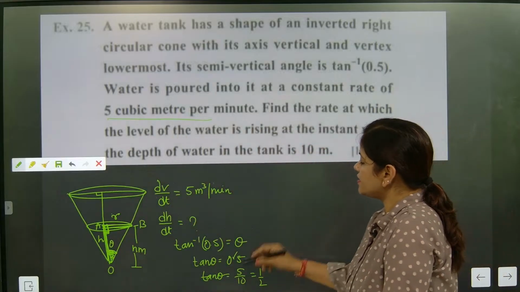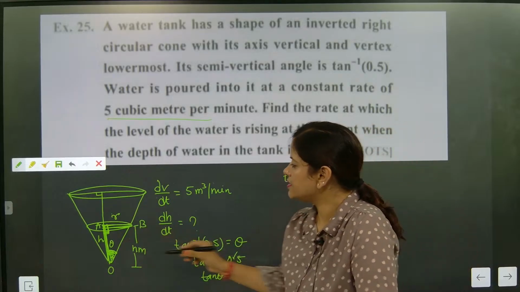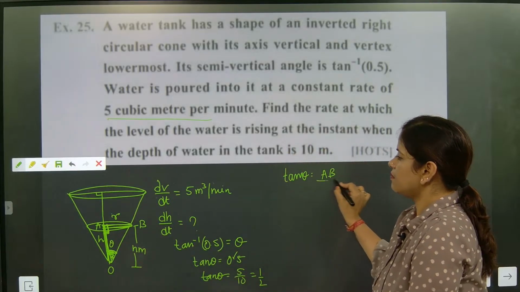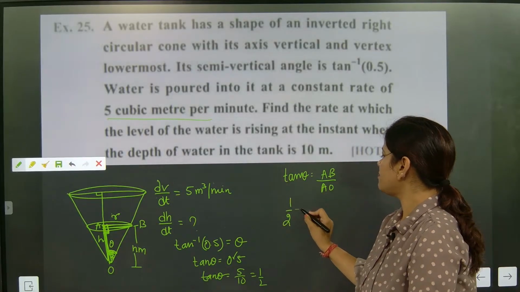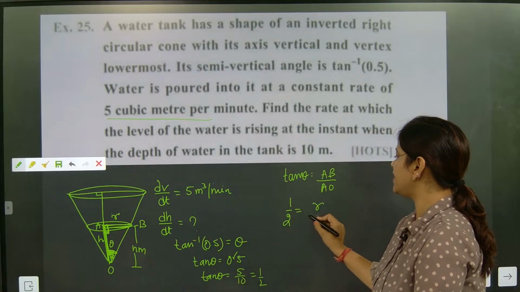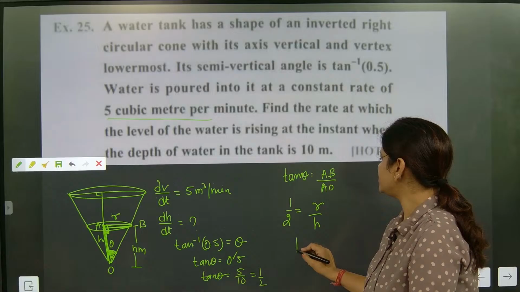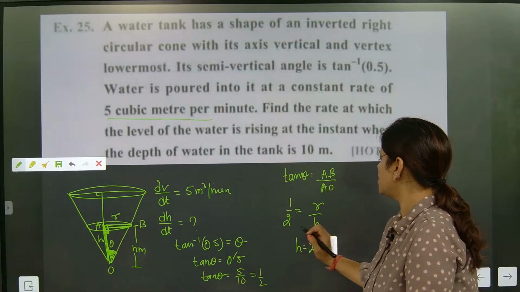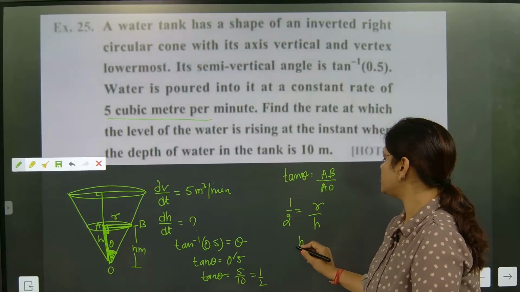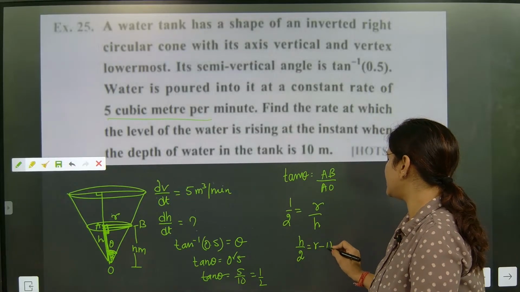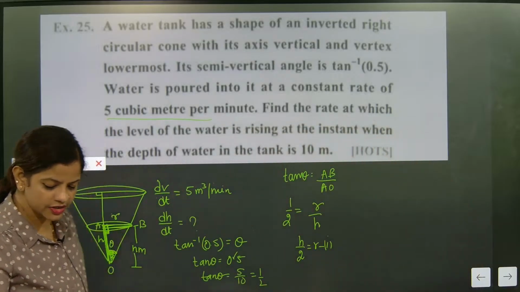So we write tan theta is equal to perpendicular by base, that is AB by AO. And tan theta value is 1 by 2. So 1 by 2 is equal to AB by AO. AB is radius and AO is height H. So H is equal to 2 times the radius. Because we have to find height now, we have to remove radius. So H by 2 is equal to R, we will take it as equation 1.